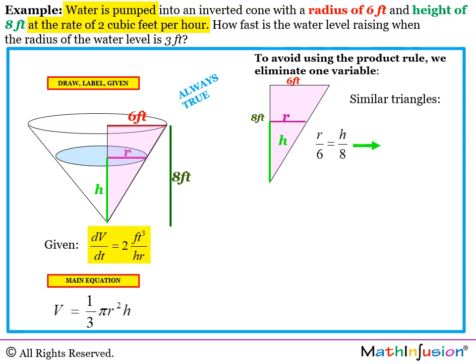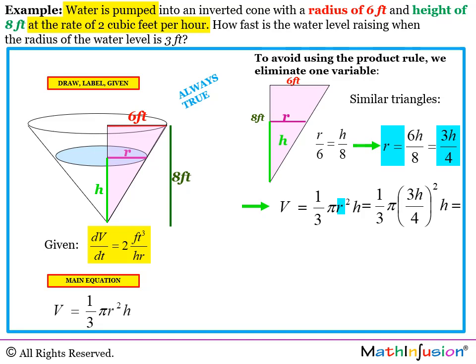The question is, which variable do you like to eliminate? As you can see, I'm going to eliminate the r. The reason is because it's r to the power of 2. So r equals 6h over 8, which is 3h over 4. Here's the main equation. I'm going now to substitute 3h over 4 instead of the r, and I'm getting that.